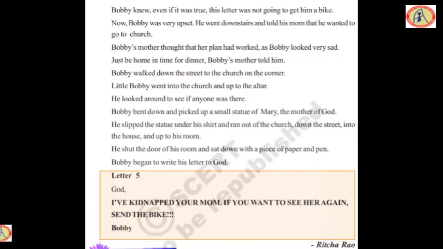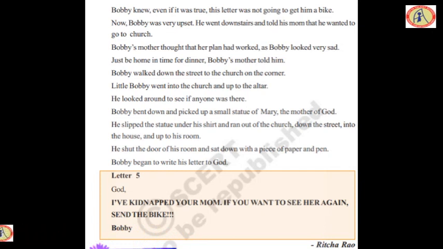He went near to the altar, and what did he do there? He looked around to see if anyone was there. Actually, why do people go to the church? People go to the church to pray to God. But here, what was he doing? After going near to the altar, he was looking around. Is anyone there? Is anyone watching him? Bobby bent down and picked up a small statue of Mary, the Mother of God. See the naughty thing, the mischief he had done: he picked up a small idol of Mary, the mother of Jesus, and he had stolen it.